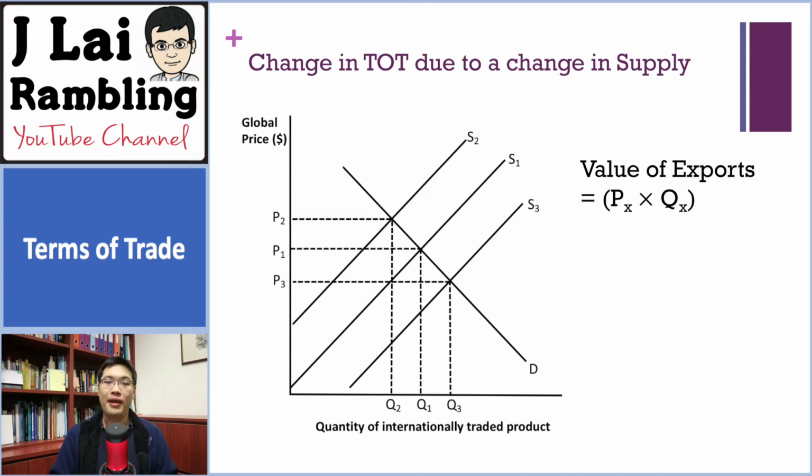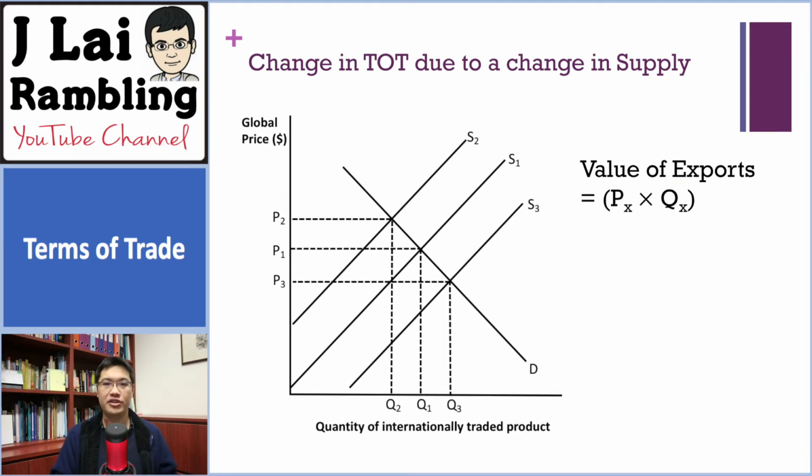If the supply for cars increases, S1 shifts out to S3 because more can be supplied at each and every price level, and the price drops down to P3, which is a deterioration in terms of trade, but yet the quantity increases from Q1 to Q3. So here we have a situation of a deterioration in terms of trade, but has the value of exports improved? Because whilst prices have gone down, quantity of exports has gone up.